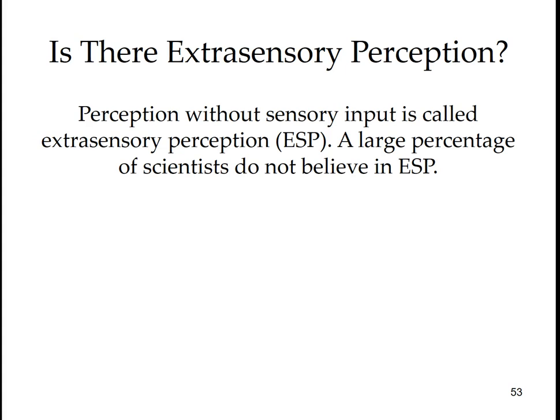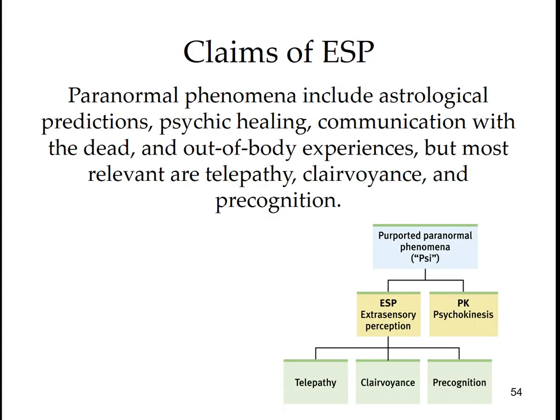Is there extrasensory perception? Perception without sensory input is called extrasensory perception. A large percentage of scientists do not believe in ESP. Claims are made by parapsychologists for three varieties of extrasensory perception: telepathy, which is mind-to-mind communication; clairvoyance, perceiving remote events; and precognition, perceiving future events.